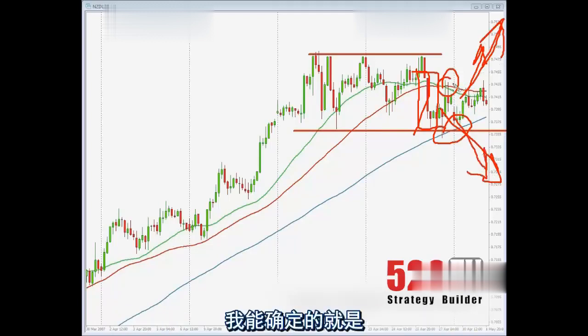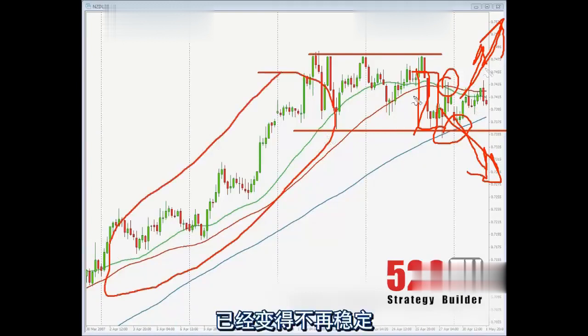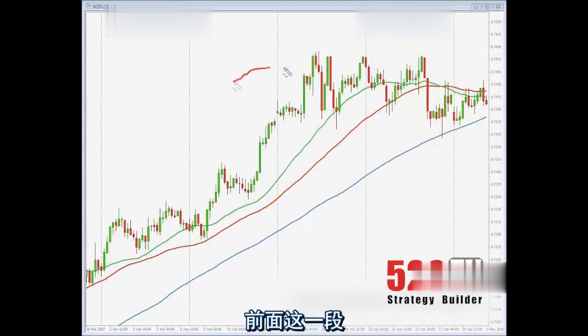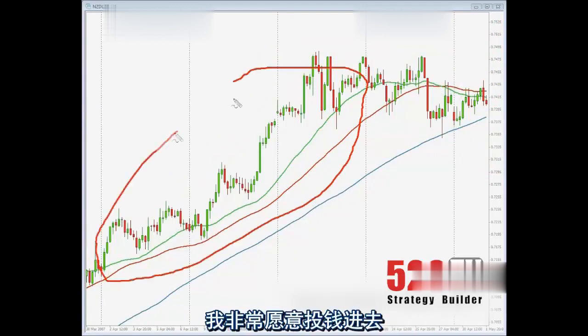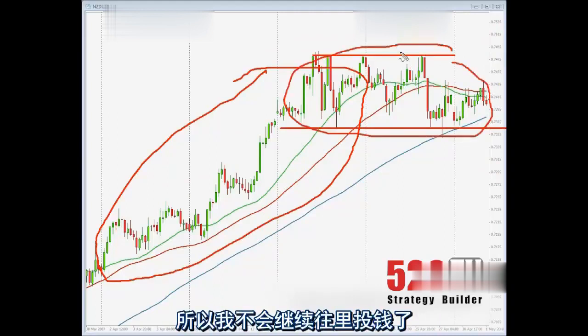I don't care. What I do know is that this beautiful uptrend is now in danger, and therefore I don't want to put my money in danger. I just don't. Okay, I was willing to risk my money all the way up here, but now I am getting conflicting signals. I don't want to risk my money any longer in this market.